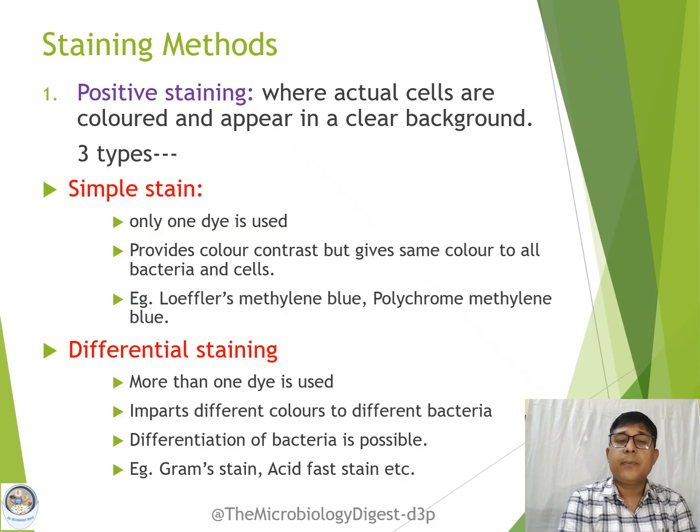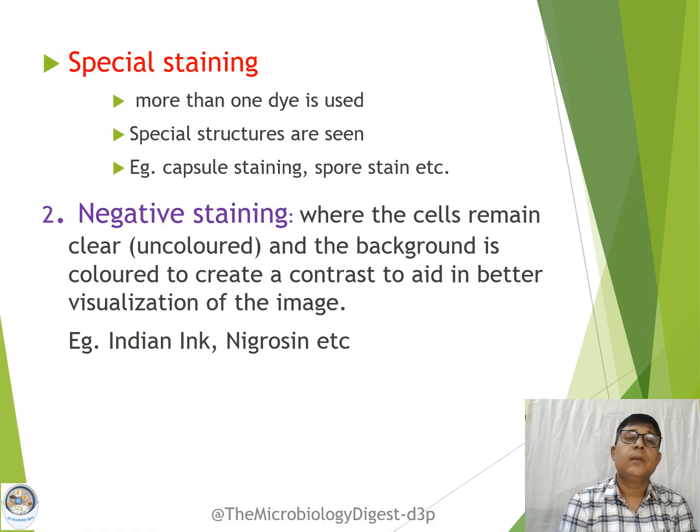Next is the differential staining method. Here more than one type of dye is used, so it can impart color to different organisms. Based on this, differentiation of bacteria is possible. Examples are the gram staining method and the acid fast staining method. These are examples of differential staining methods.